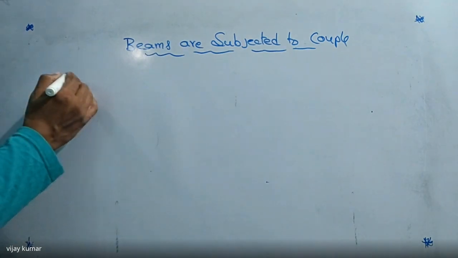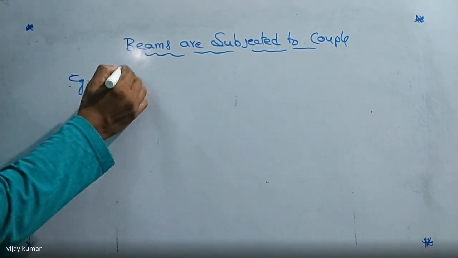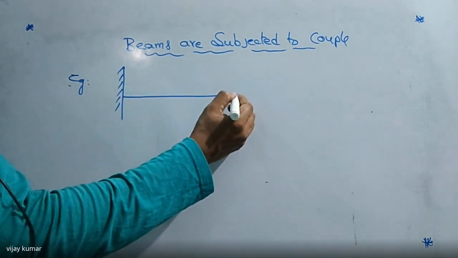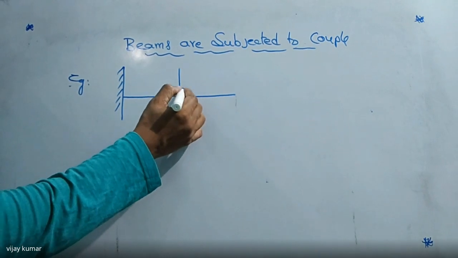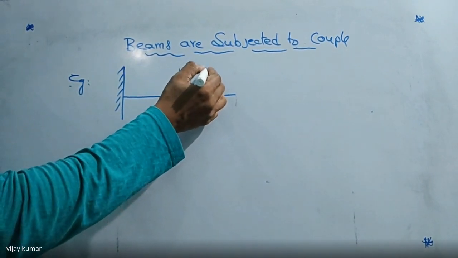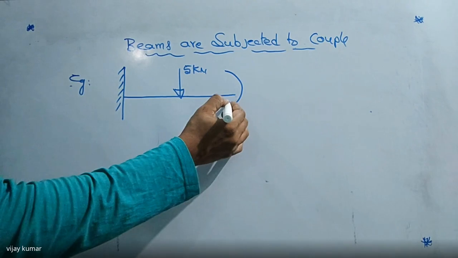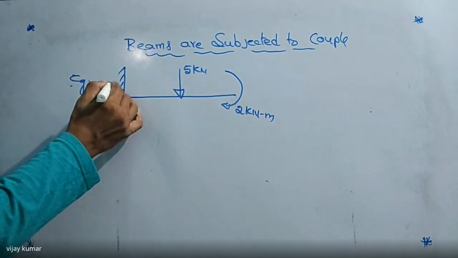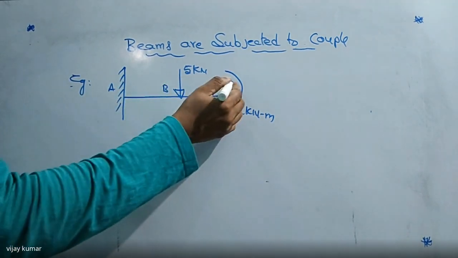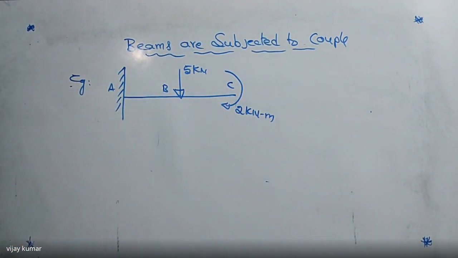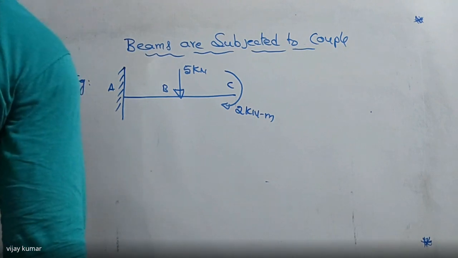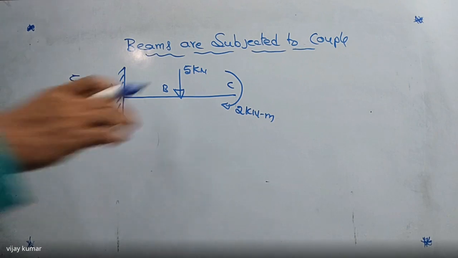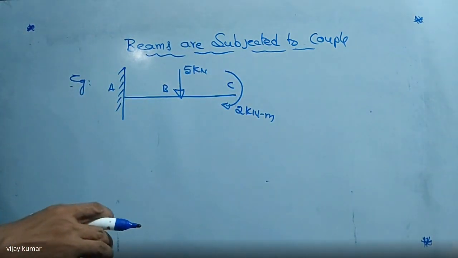See this one. I'm doing an example problem. One force is given, that is 5 kilonewtons, and a couple is given, that is 2 kilonewton meter. This is point A, this is point B, this is point C. Now this diagram is given to you. So now I am asking how to draw the shear force and bending moment diagram if a couple is acting on the beam.